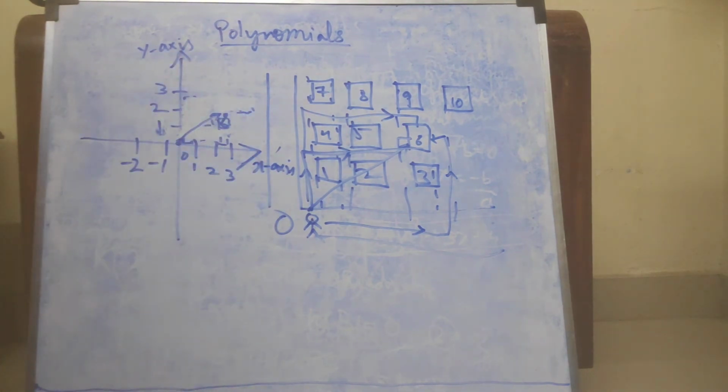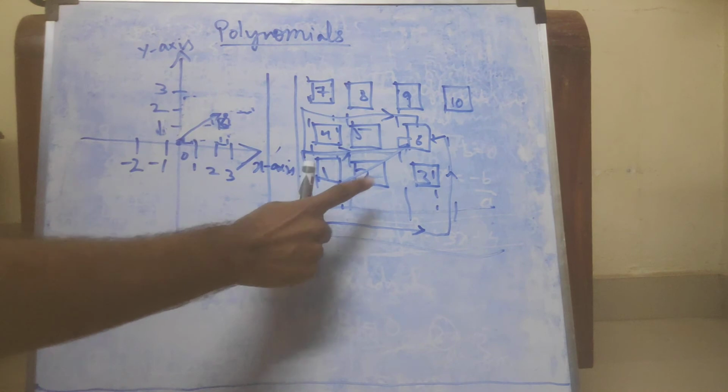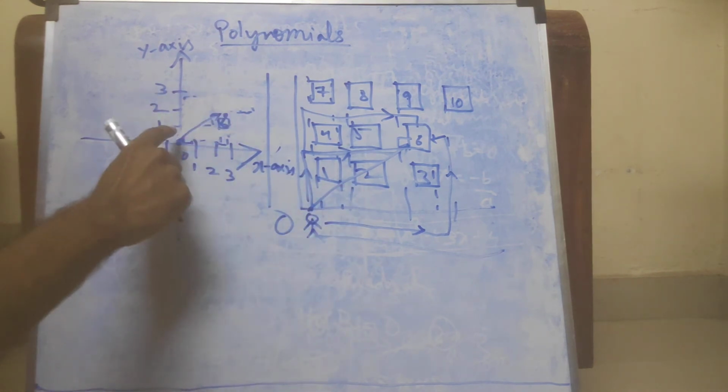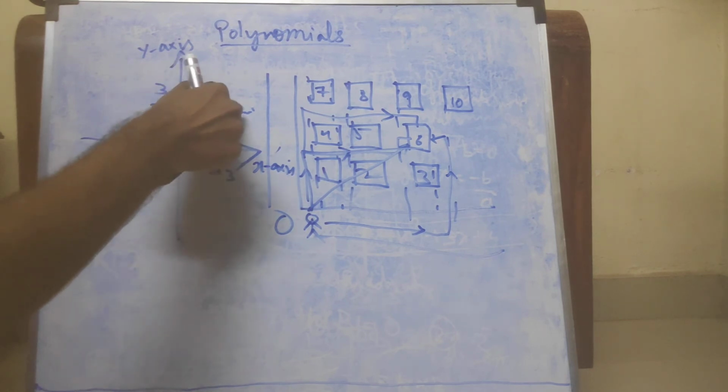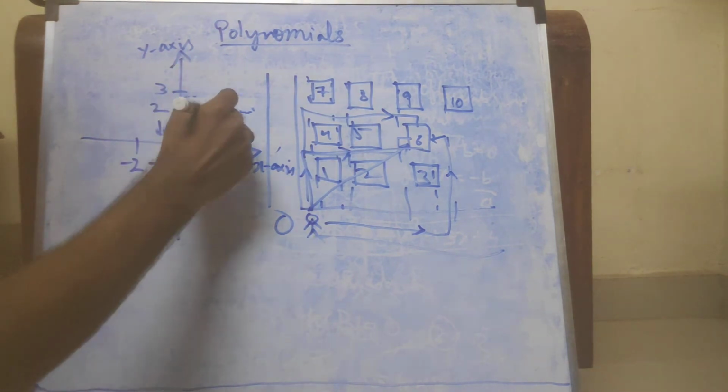Now you may see that since there are no buildings here, you may say we can go directly like this. But as we know from this diagram, there are so many buildings here, and this is the shortest route, but it is not possible. So how will we go there?